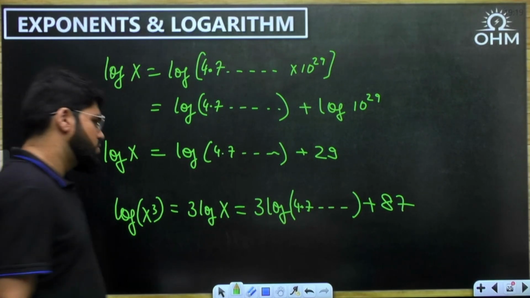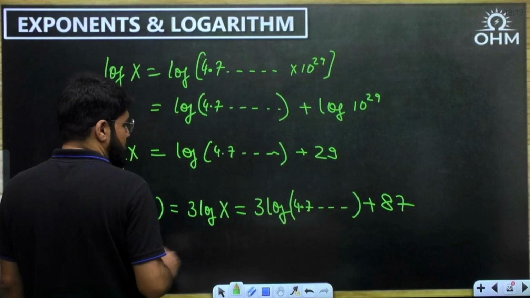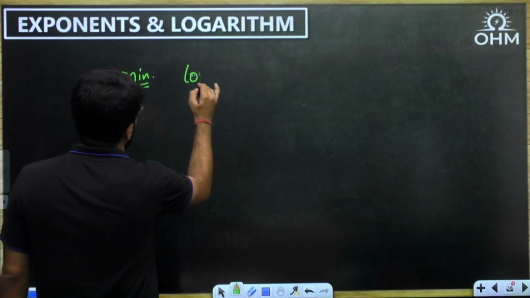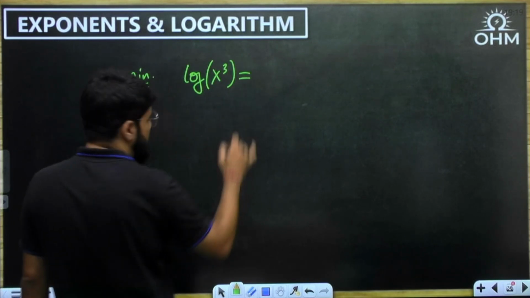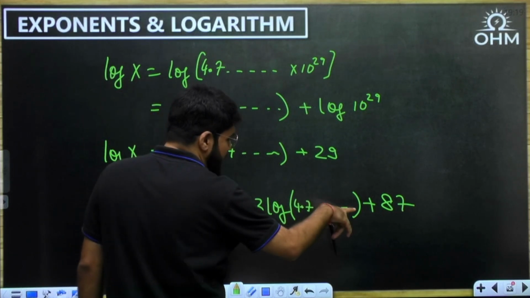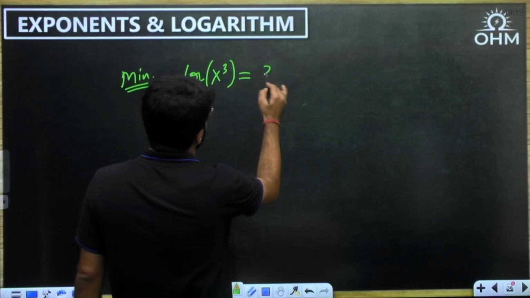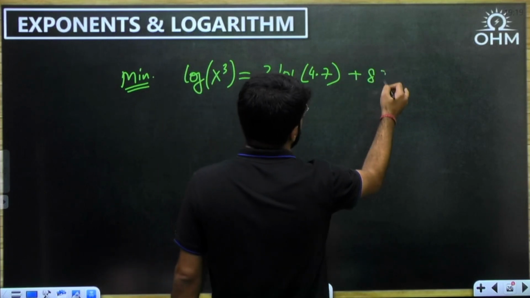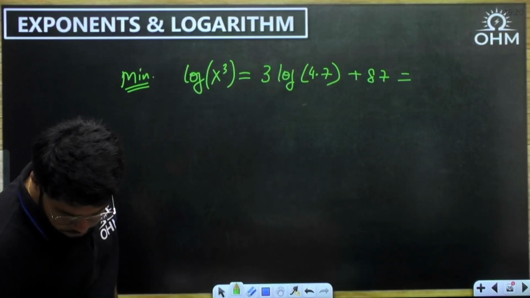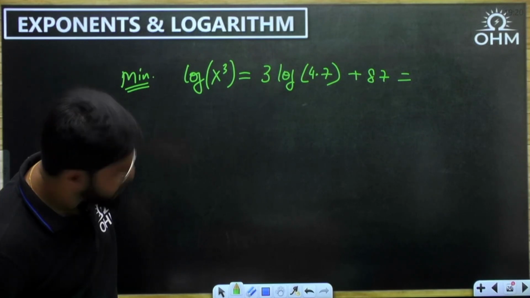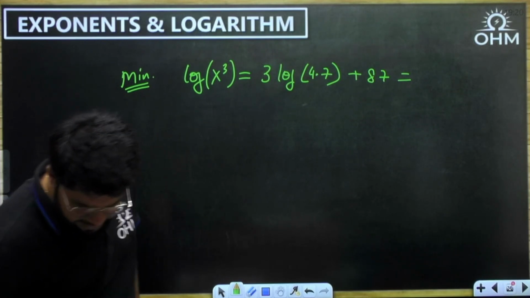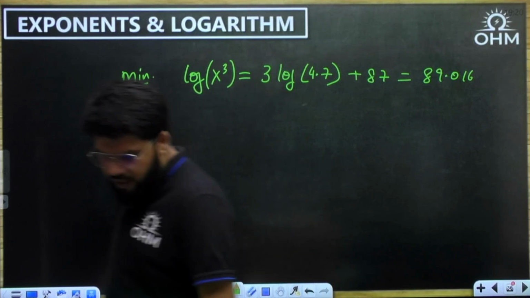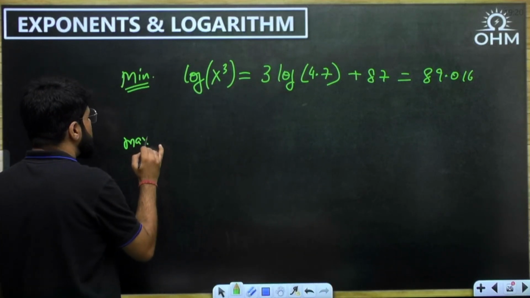Now you see, what is the minimum possibility here? Minimum possibility of log of x cube. Minimum means, as I told you, this is something, something, something, and all the remaining digits can be assumed as 0. So 3 log 4.7, all other digits 0, plus 87. And how much is this value? Let me write down. 89.016. Perfect.